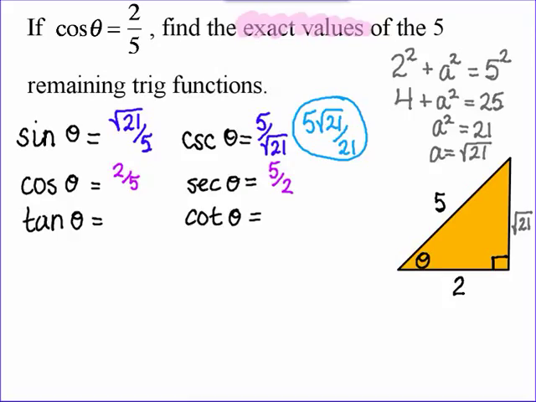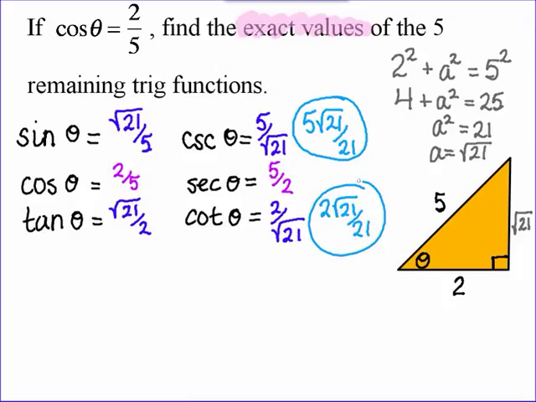What's tangent gonna be? Root 21 over 2, good. So what is cotangent? It's actually gonna be 2 over root 21, and some of you have already simplified that, which is great. 2 root 21 over 21, and that's gonna be your answer. Okay, think you can handle that? I think I could do that.